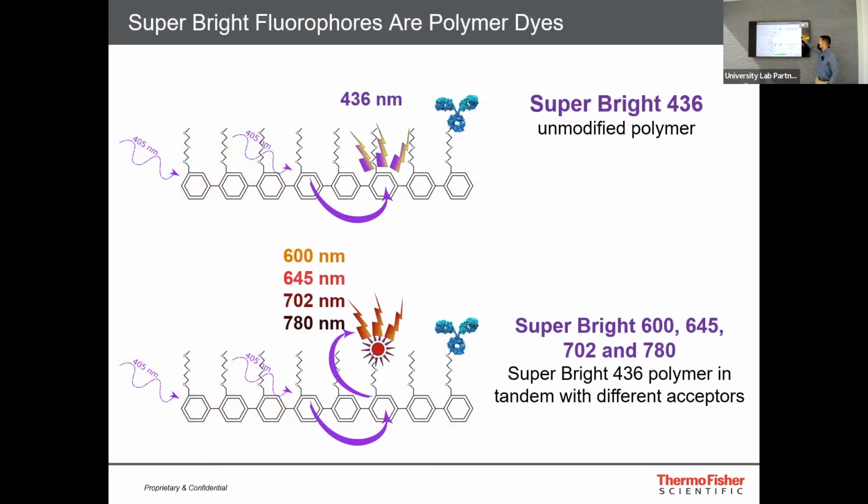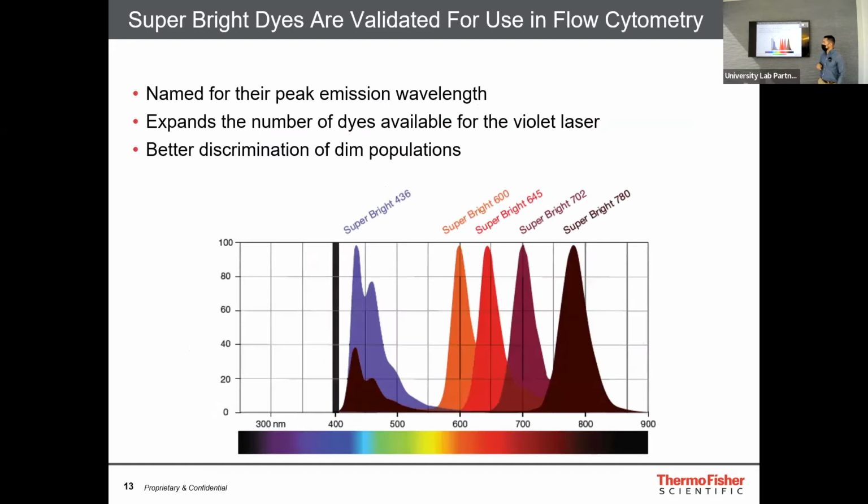The base is actually the Super Bright 436, and then the Super Bright 436 polymer in tandem with a bunch of other different acceptors that are also fluorophores make up the rest of the family of Super Brights. That's 600, 645, 702, and 780. So these dyes are actually really, really bright. They've been validated for flow cytometry.